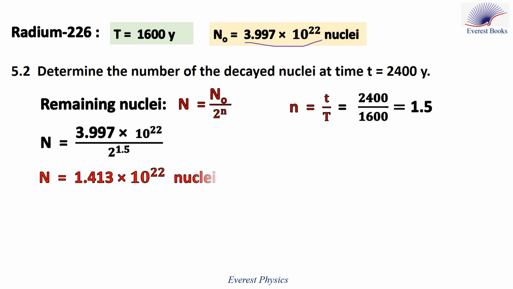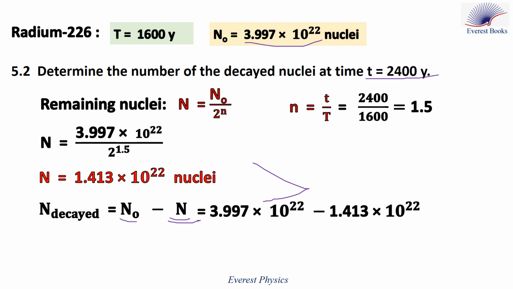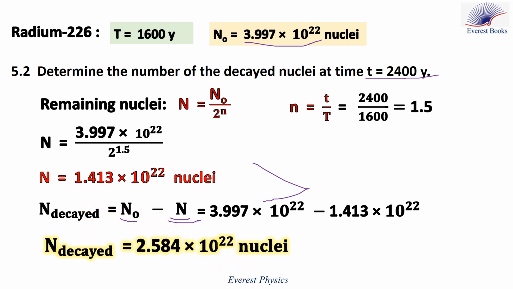So we will get 1.413 times 10 to the power 22 nuclei, but this is not the number of the decayed nuclei. This is the number of the remaining nuclei at time 2400 years. So the number of the decayed nuclei is calculated by subtracting the number of the remaining nuclei from the initial number of nuclei. So the answer is 2.584 times 10 to the power 22 nuclei.